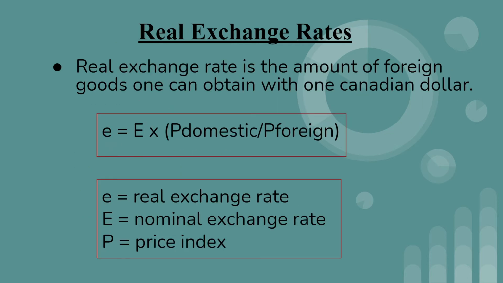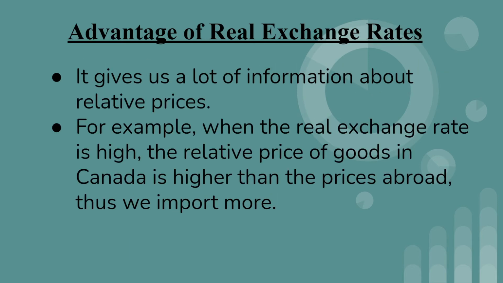So the next type is the real exchange rate, and this exchange rate tells us the amount of foreign goods we can obtain with $1 Canadian. The formula of the real exchange rate is: it is equal to the nominal exchange rate times the local price divided by the foreign price. And we're going to look at an example using this later. One advantage of the real exchange rate is that it gives us a lot of information about the relative price. For example, when the real exchange rate is high, that means the relative price of goods is higher in Canada compared to other places. So we know that we want to import from abroad since things are cheaper there.